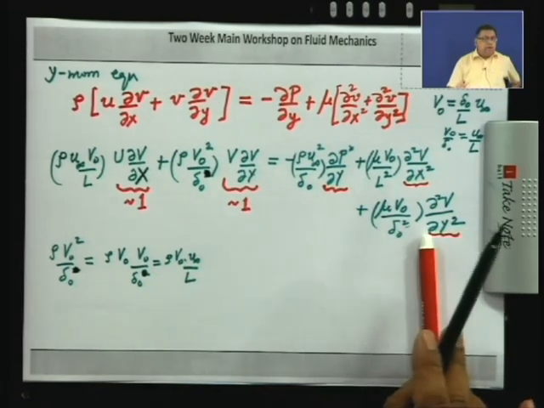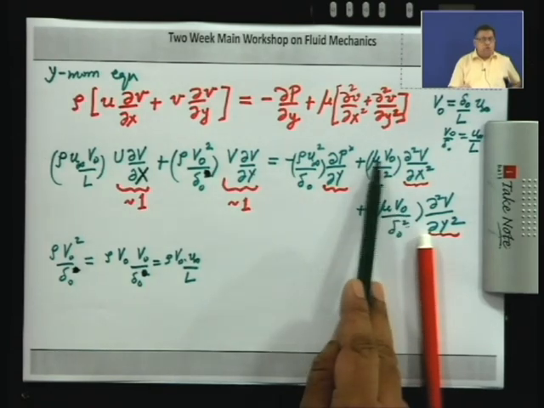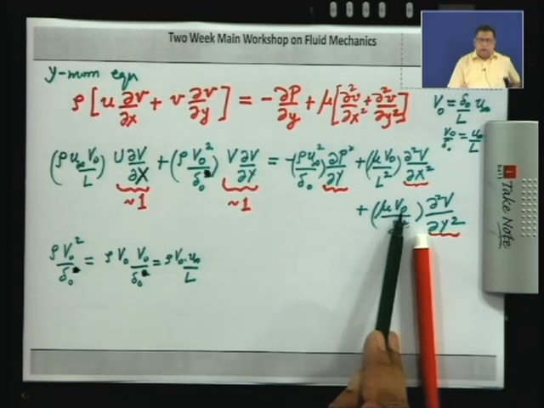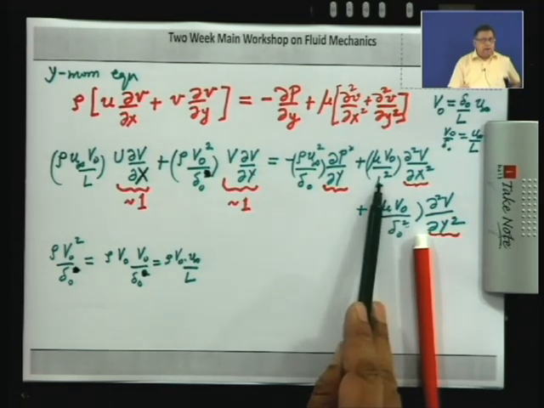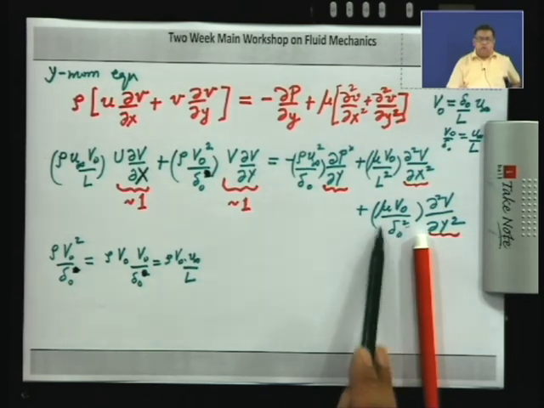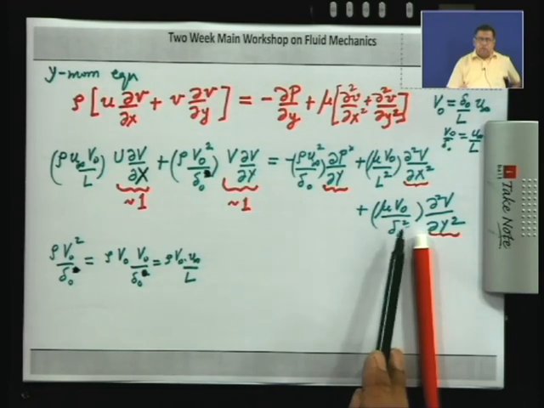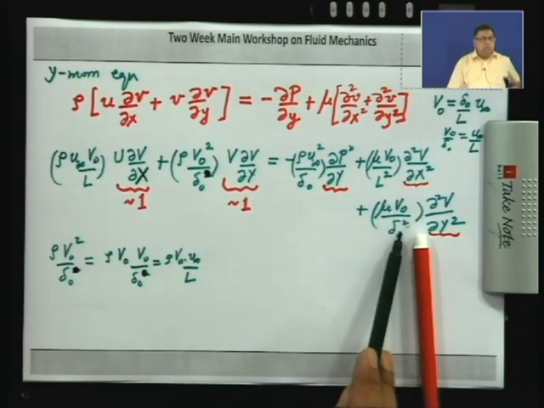Now, let us look at these two terms, the two viscous terms. Once again, if you compare the order of magnitude, you see that you have mu V naught in the numerator in both cases, and here you have L square in the denominator, and here you have delta naught square in the denominator. So, if delta naught is much less than L, then this term can be neglected in comparison with this term. In other words, this is going to be the dominant term. Now, let us look at this term.